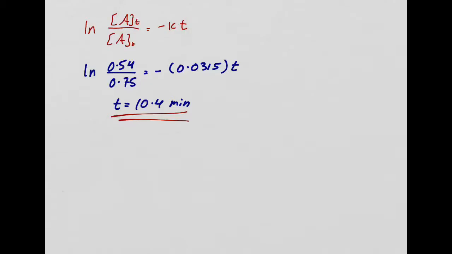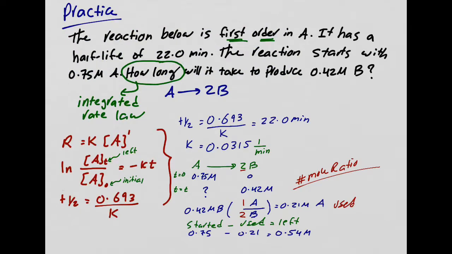Now I have to make sure I have these two pieces of information. I have the concentration of A at the beginning and the concentration of A that is left over at the time that I want. Okay, so I know that 0.75 is the initial. That's great. But I need to figure out how much A is left over at this point when 0.42 molar of B is produced.